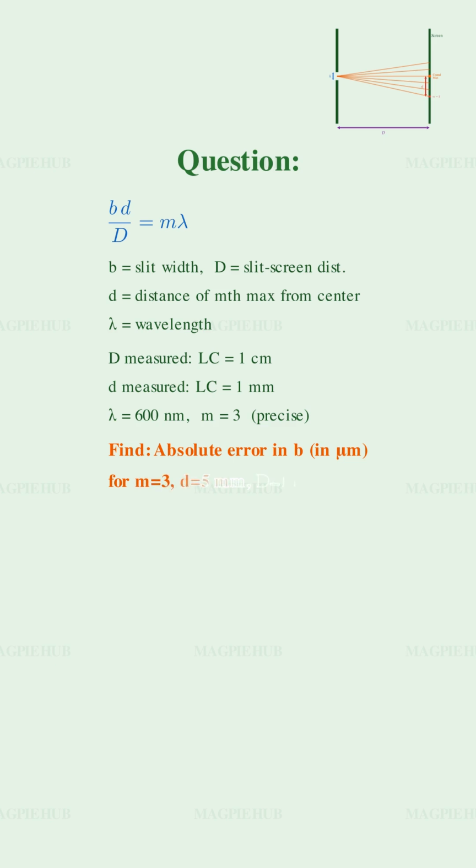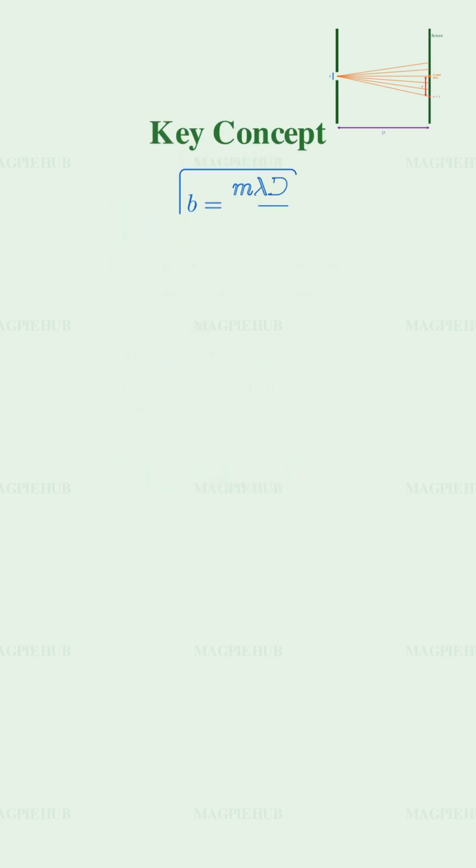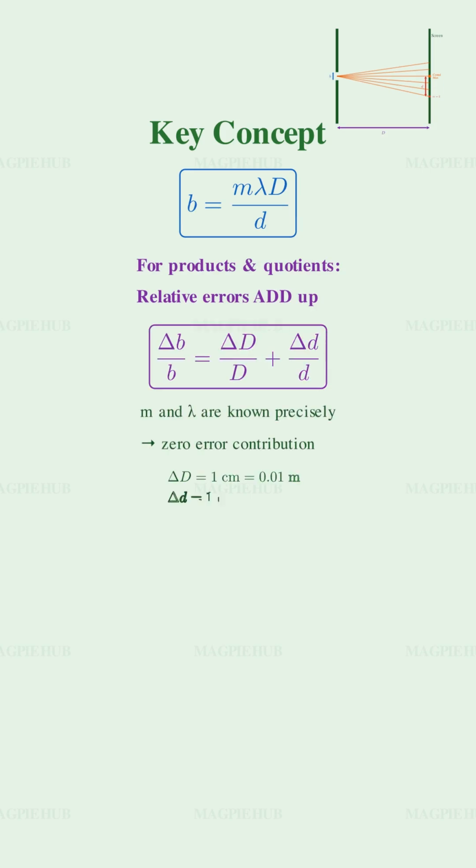Find the absolute error in b, in micrometers, when m equals 3, d equals 5 millimeters, and D equals 1 meter. The key concept here is error propagation in products and quotients. From the formula, b equals m lambda D over d.